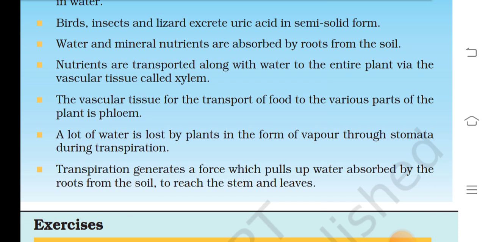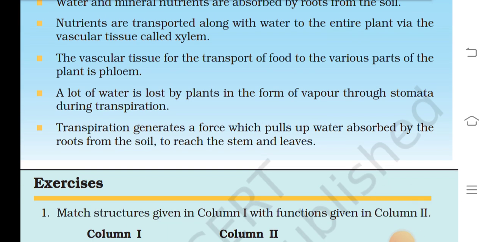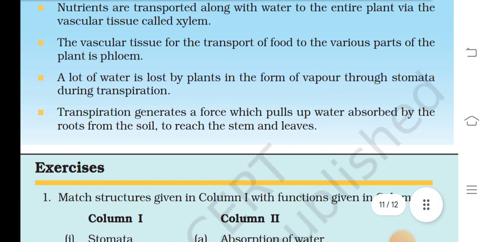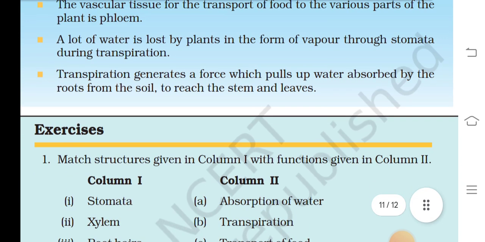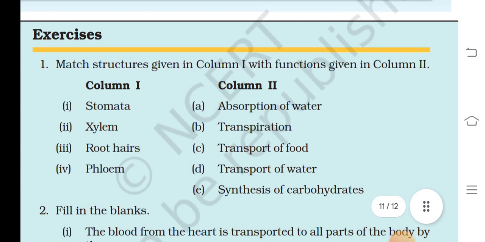Water and mineral nutrients are absorbed by roots from the soil. Nutrients are transported along with water to the entire plant via the vascular tissue called xylem. The vascular tissue that transports food to various parts of the plant is phloem. A lot of water is lost by the plant in the form of vapor through the stomata during transpiration. Transpiration generates a force which pulls up water absorbed by the root from the soil to reach the stem and leaves. Match the structures given in column 1 with the functions in column 2.